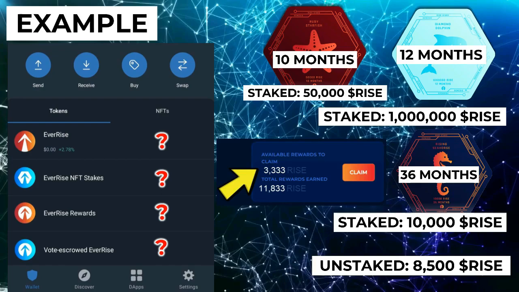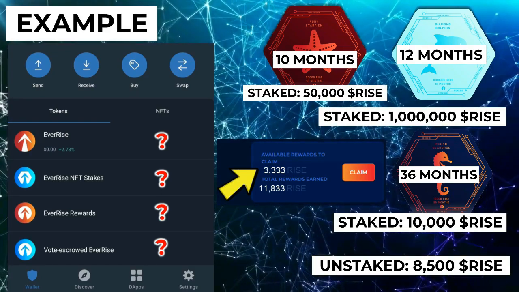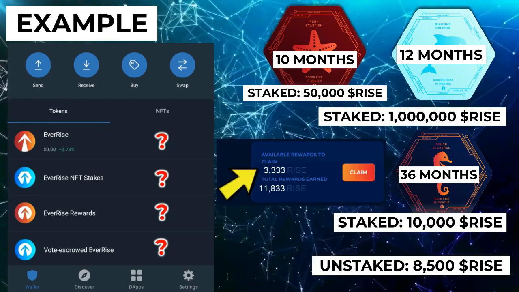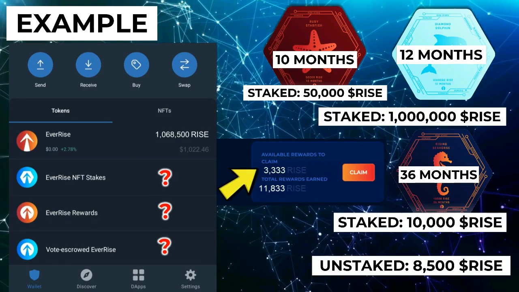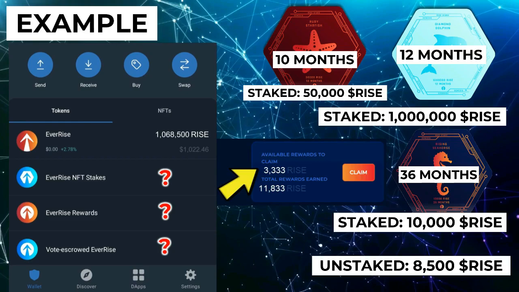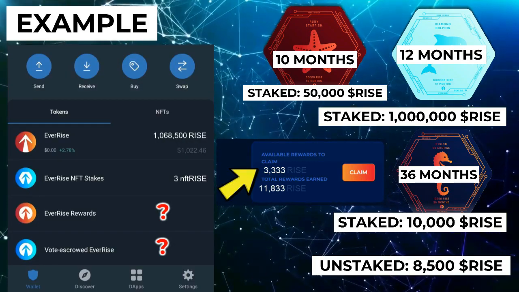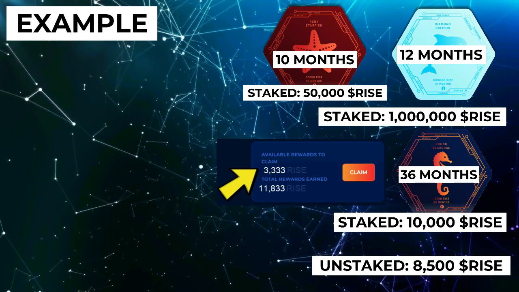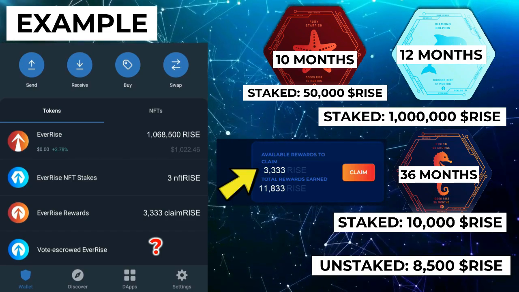A few moments later. So our total RISE hasn't changed. We have simply just staked some unstaked RISE we already had, and the RISE that has been rewarded to us has yet to be claimed. So the total RISE remains as 1,068,500 RISE. NFT RISE though now is 3 because we now have 3 NFTs in our collection. claimRISE was 0 but will now show 3,333 as this is the amount we have available to claim but have not yet done so.